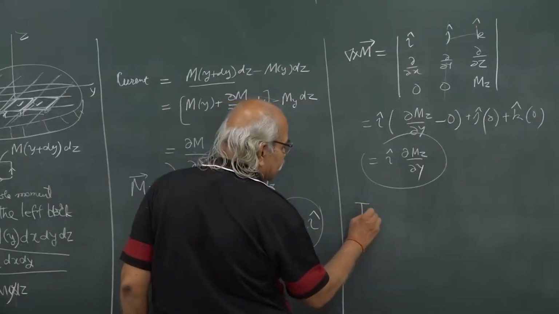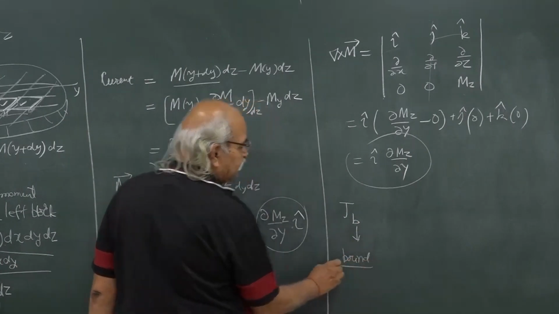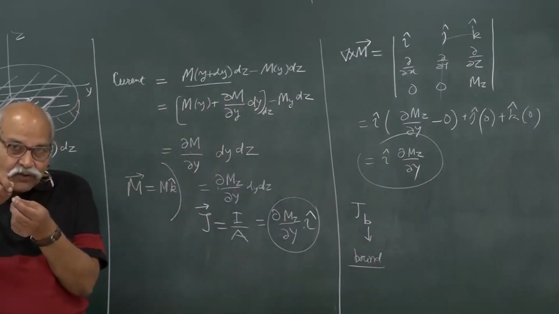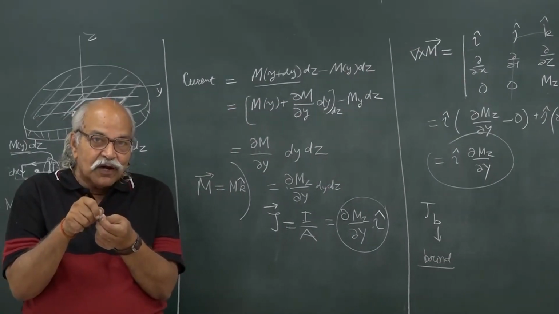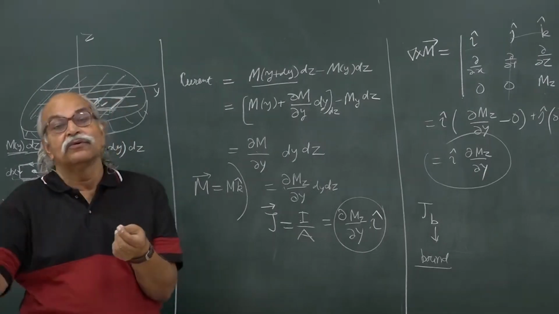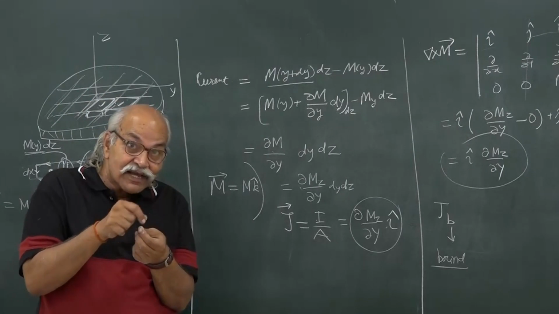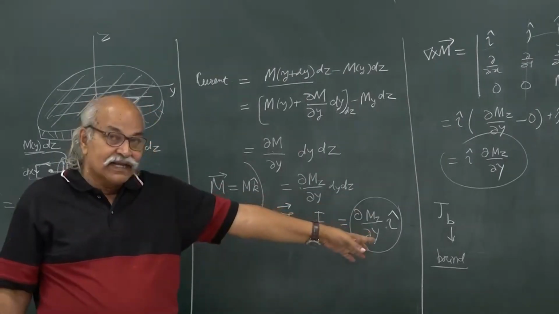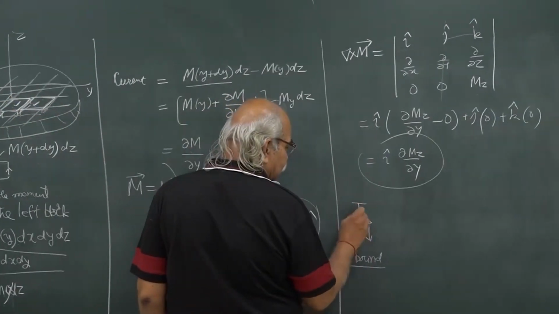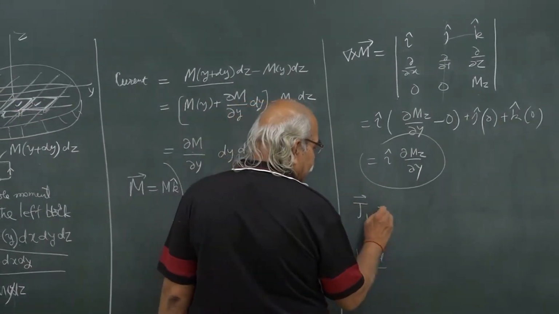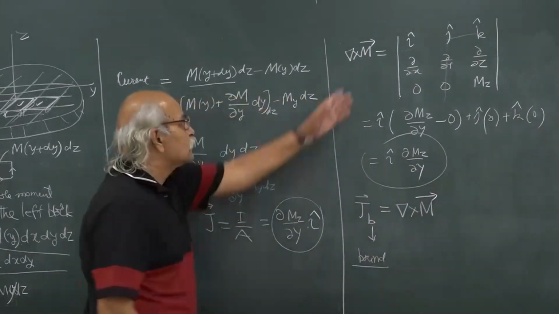We write it J_B. Remember, this B is for bound, this is bound current. And what do I mean by bound? This interior current is also not because of electrons which can go over large distances. All electrons are still bound to their nuclei and still they are giving this kind of current. So this is called bound current, it is volume bound current. This is equal to curl of M.